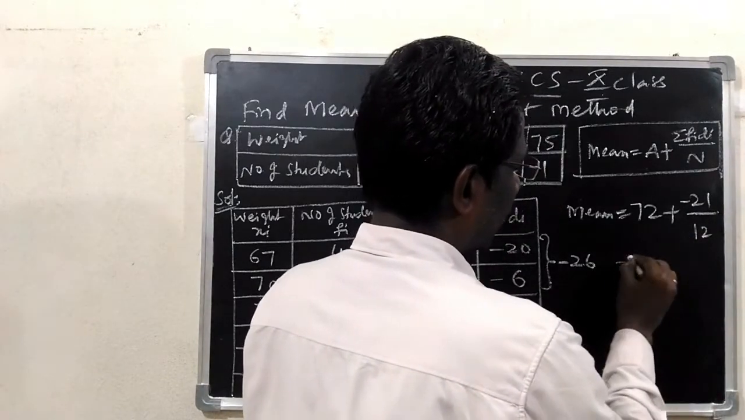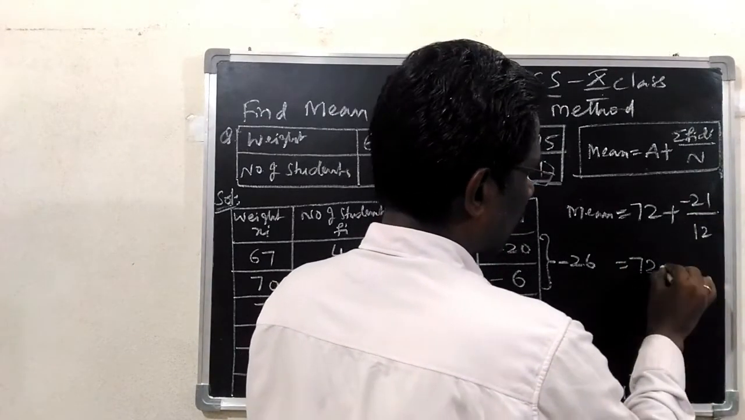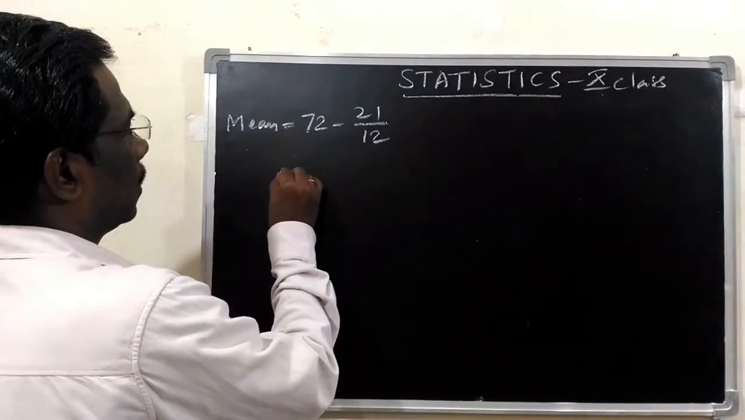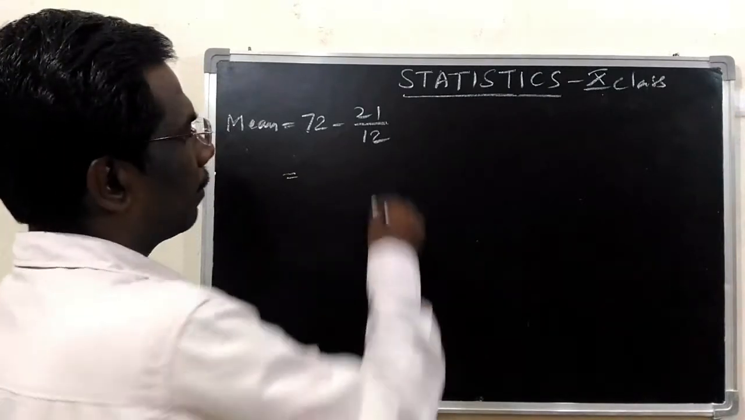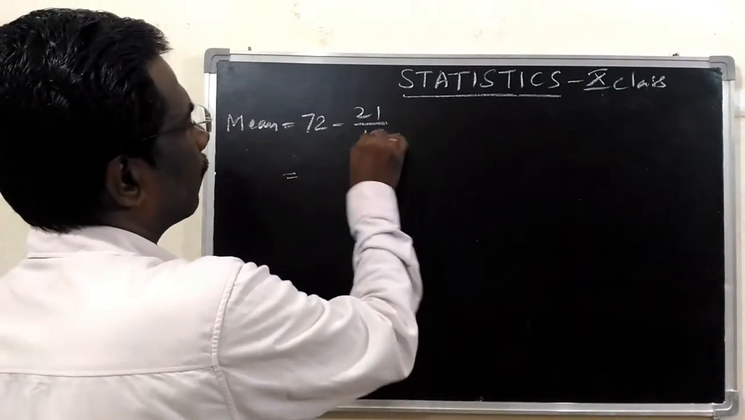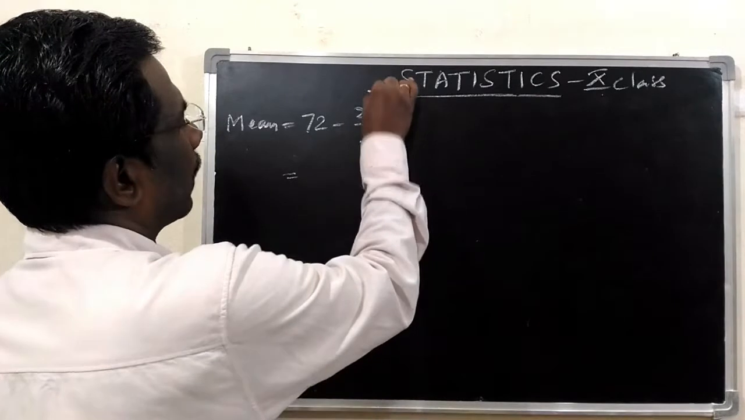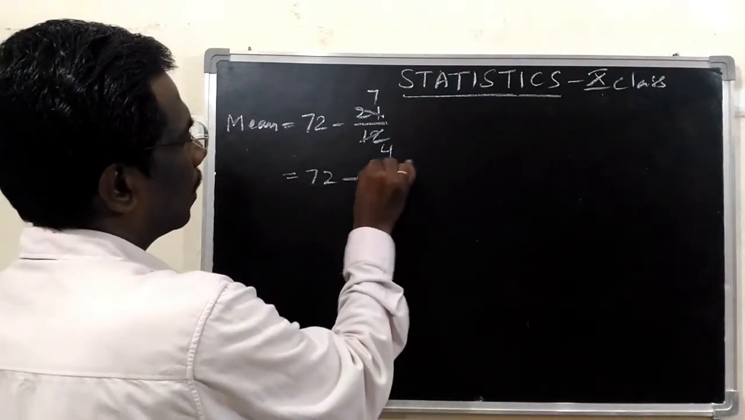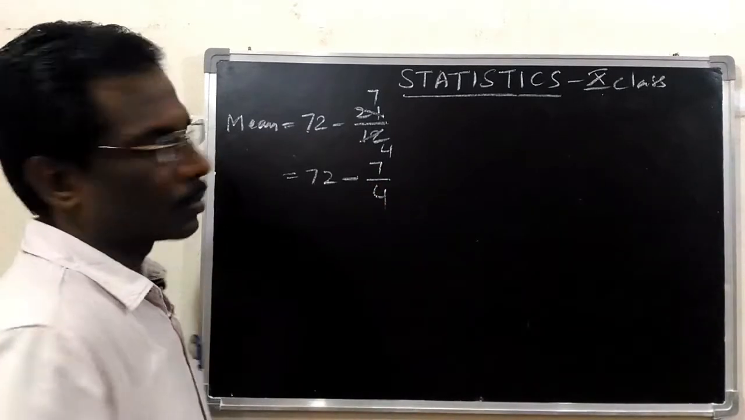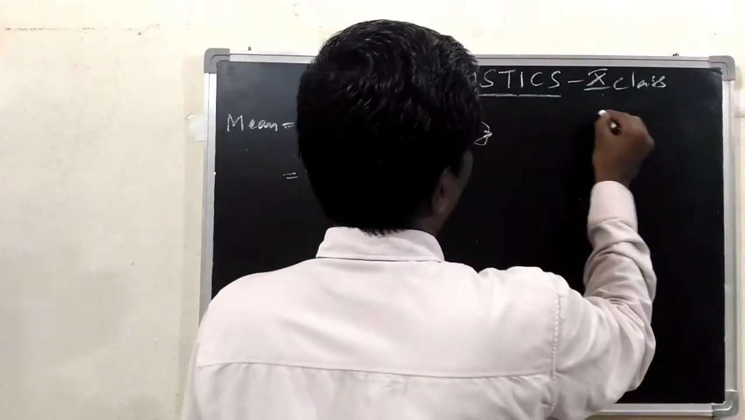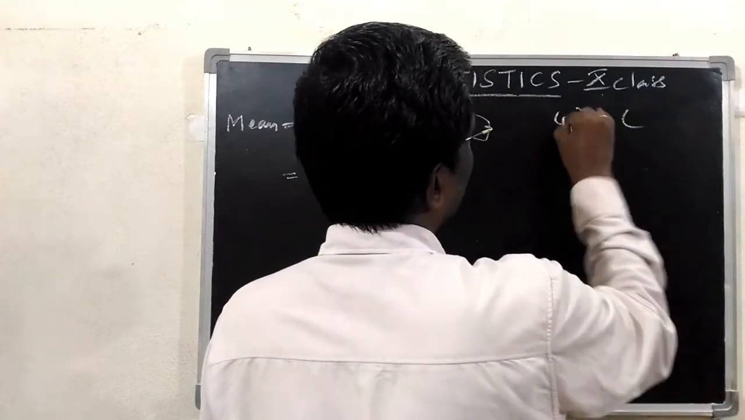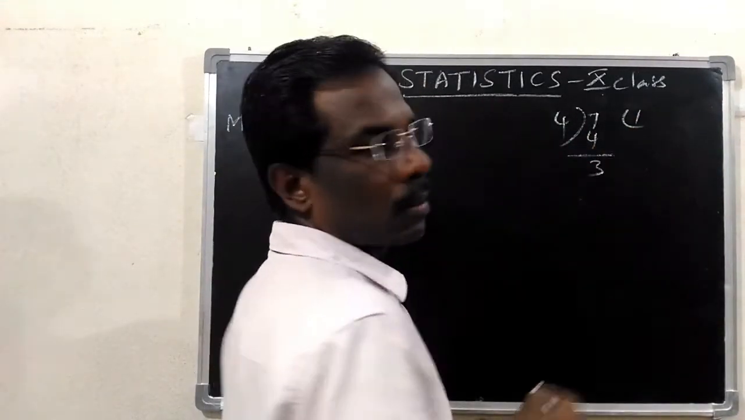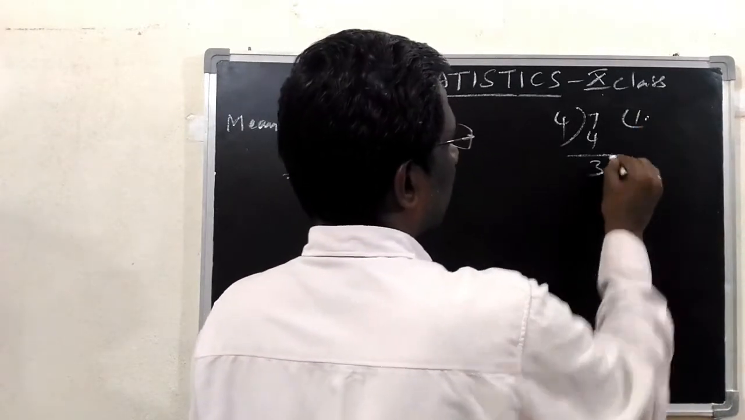And next write 72 plus into minus 21 by 12 equals, if we simplify these two values, 3 4s are 12, 3 7s are 21. So it is 72 minus 7 by 4. 7 divided by 4. 4 ones are 4, 3 remains. Put the point and take a 0 here.